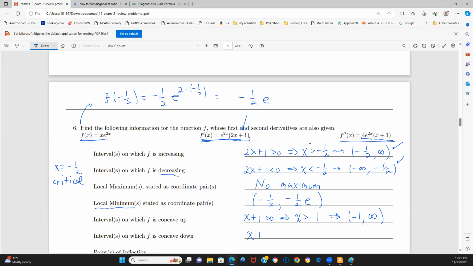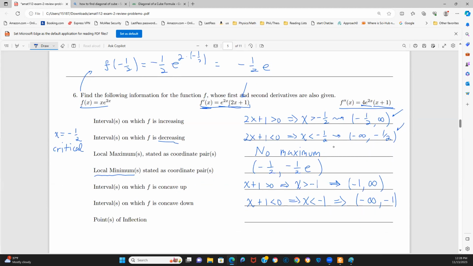And then the second derivative will be negative when x plus 1 is negative, which is the same thing as saying x is less than negative 1. And so we're concave down on the interval from negative infinity to negative 1. So the concavity changes at x equals negative 1. So we could say that there's an inflection point at negative 1, and we can plug it into the function to figure out what the y coordinate is. So the actual inflection point will be (negative 1, negative e to the negative 2).